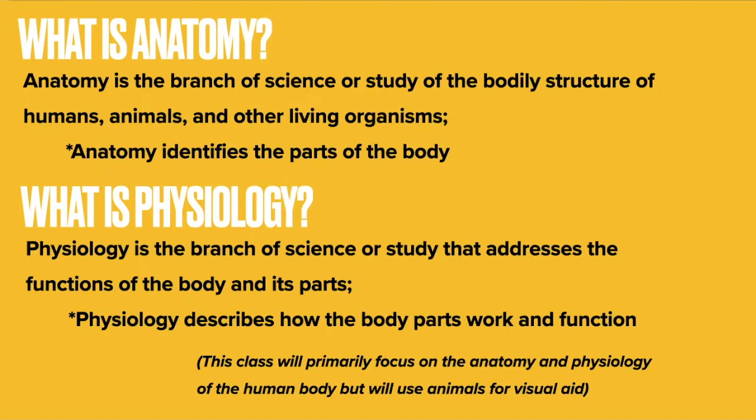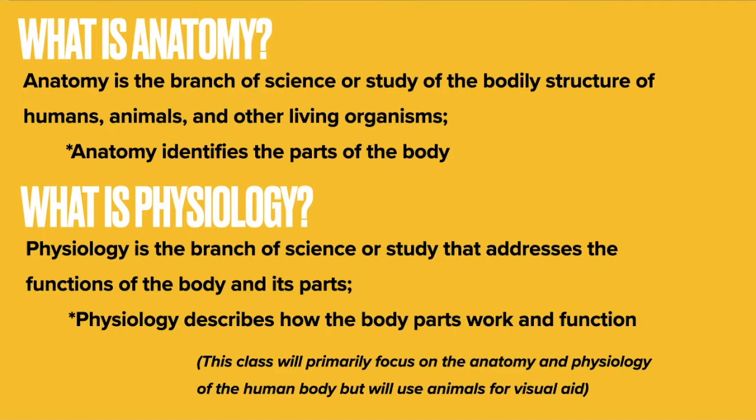While physiology is how things work, how those parts, how those muscles and bones work together and move. How do they work and function? So this is going to be the branch of science or the study that addresses the function of the body and its parts. So anatomy addresses the parts: name all the muscles, name all the bones. Physiology is what muscles allow you to move your arm. How does it work? These muscles do what? These bones do what?